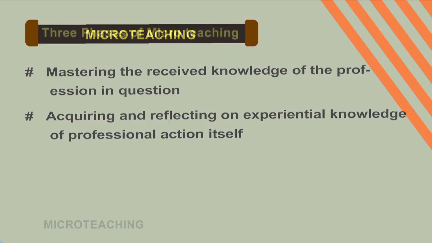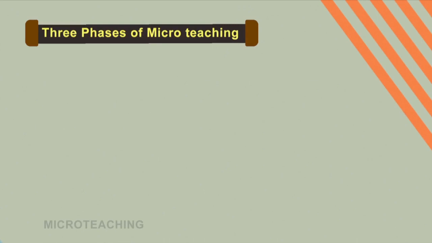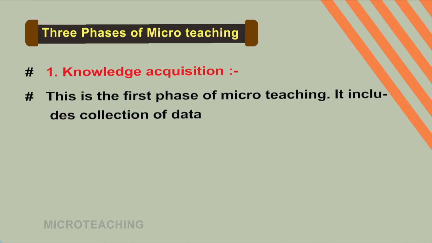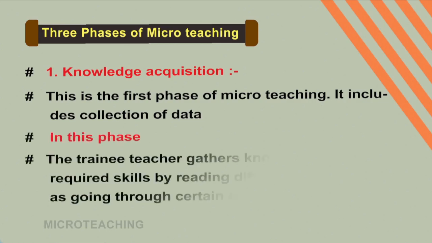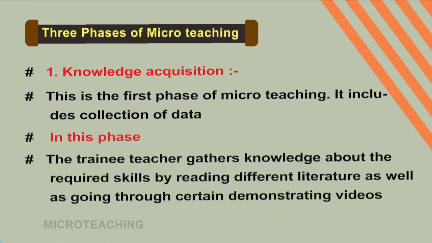So, I would suggest that micro teaching has three different phases. One, the acquisition of knowledge. How do you acquire knowledge? This is the very first phase of micro teaching, which includes the collection of data, which means the collection of the technical terms, the terminology of a particular field the student has to deal with. The trainee gathers the knowledge and the skill by reading different literature as well as going through certain videos.